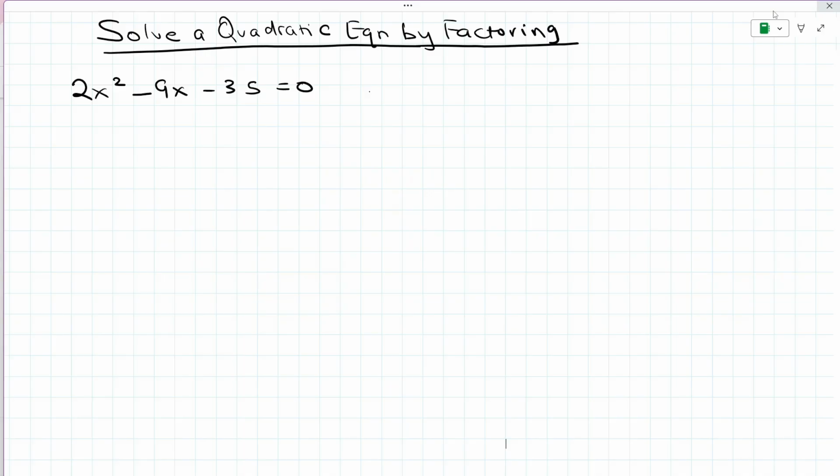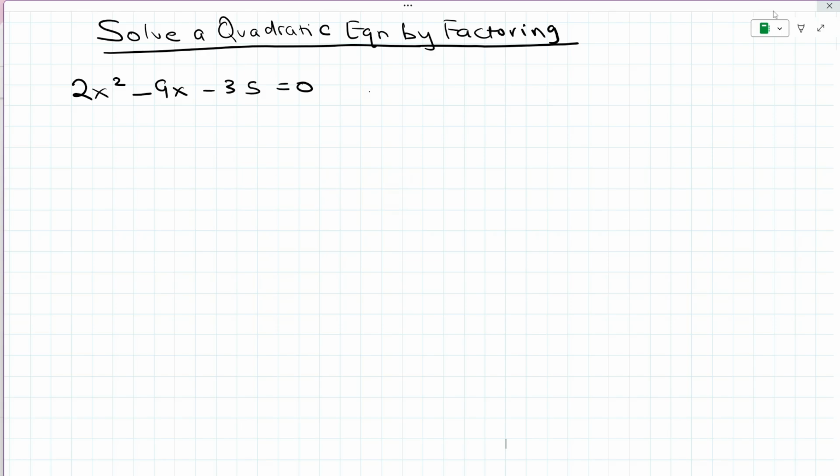All right, let's get into it. Supposing you're given a problem like 2x squared minus 9x minus 35 is equal to 0, and you're supposed to solve it by factoring.